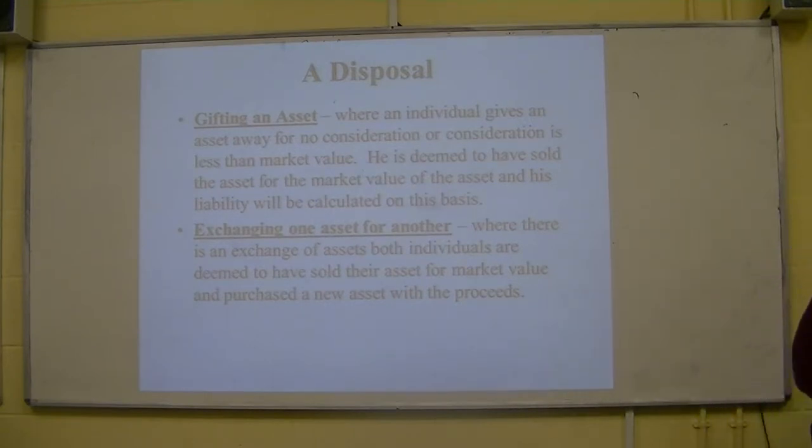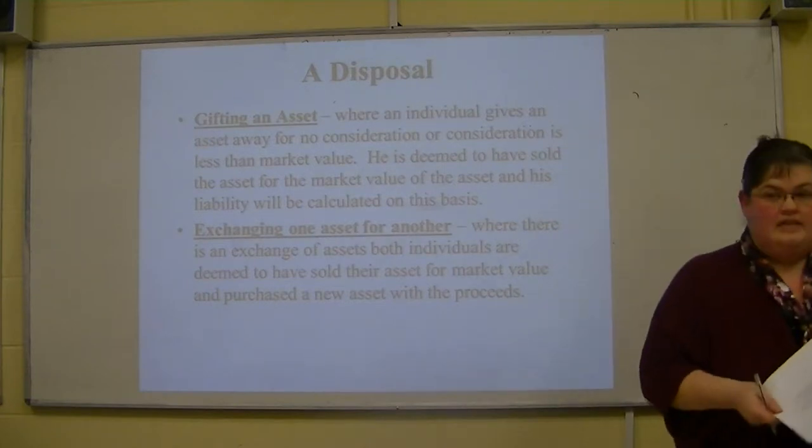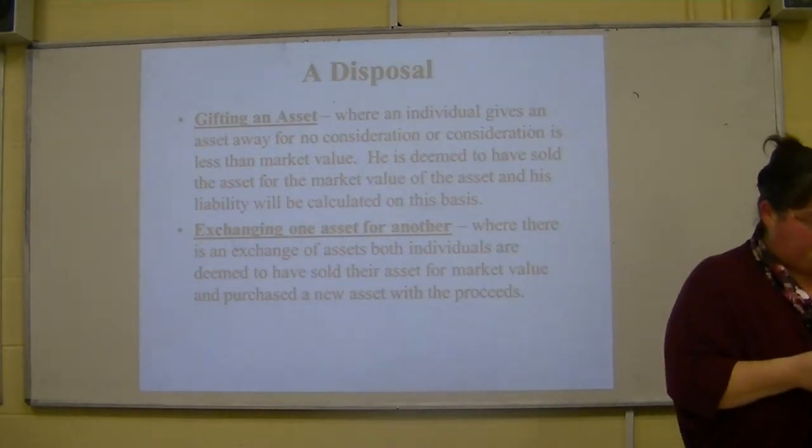Okay, we've got gifting an asset. So where an individual gives an asset away for no consideration, or consideration is less than market value, he is deemed to have sold the asset for market value of the asset, and his liability will be calculated on that basis. So say the father or mother gives their son or daughter an apartment, and they charge the son or daughter €10,000, but if they sold it to me, they'd get €200,000 for it. They pay tax on the market value, which is 200,000, even though they've only got €10,000 for it.